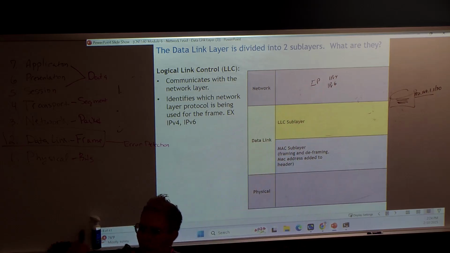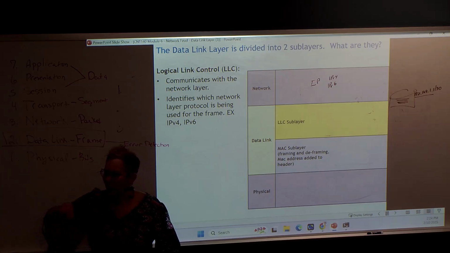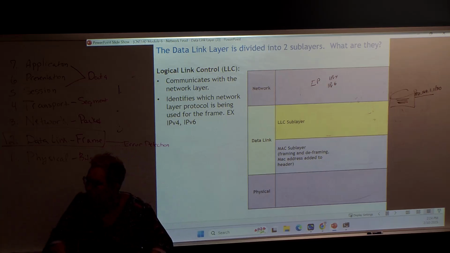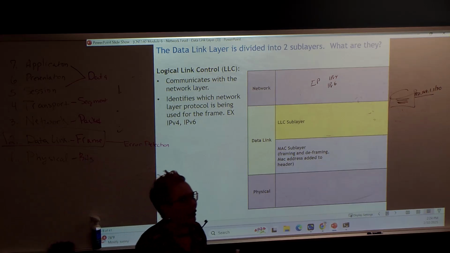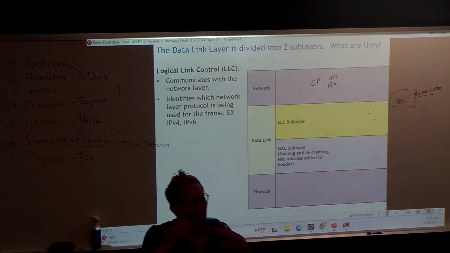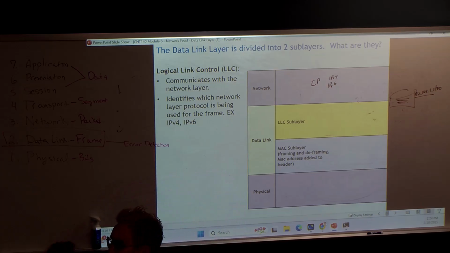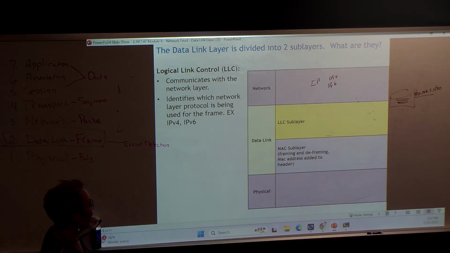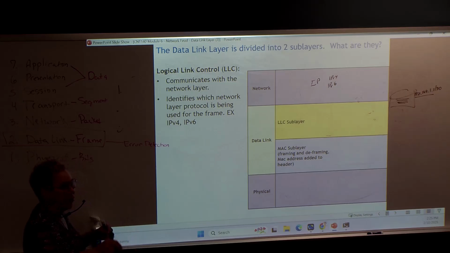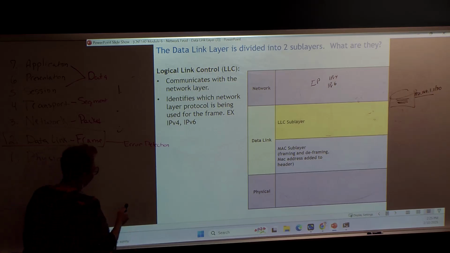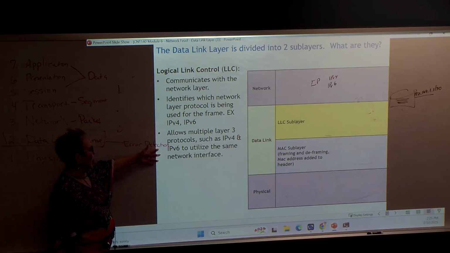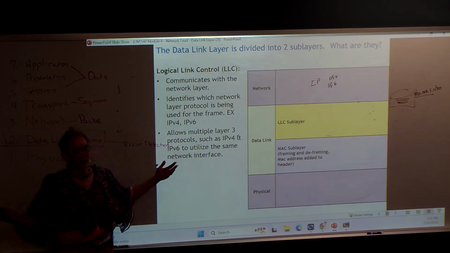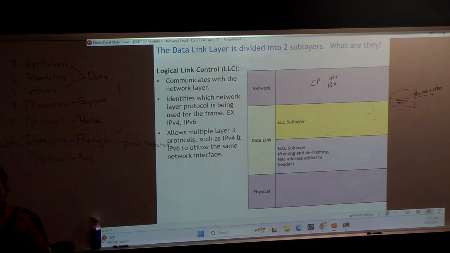Think back to what I said about the packet inside the frame. The frame can't see 192.168.1.10. All it does know is if it's IPv4 or IPv6. It does need to know that. That's going to be important when we break down the frame. It allows multiple layer 3 protocols. It doesn't care if it's IPv4. It doesn't care if it's IPv6. Could care less, it allows them all.